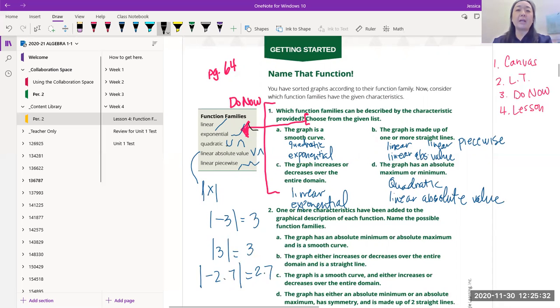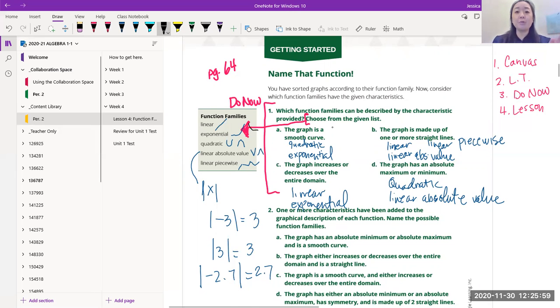And then quadratic is going to look like a U, right? It's not a V, it's a U, either way up. Linear absolute value is going to be the V, right? One could be like this, one could be like this. And linear piecewise is basically we take a couple of different lines, cut them all up and put them together. That's literally what that is. It's piecewise like a quilt, like I said in another video.